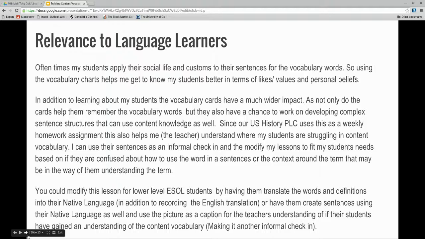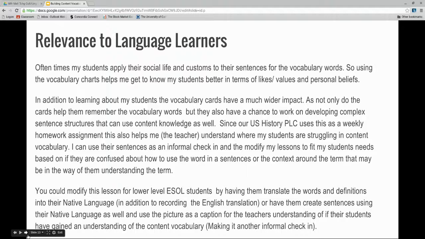What I've seen happening is as the school year progresses, the students have a chance to develop some more complex sentence structures. So we start off maybe with a short sentence, and then as the year goes on, they apply more of their content knowledge, and they add more meat, so to speak, to their sentences.